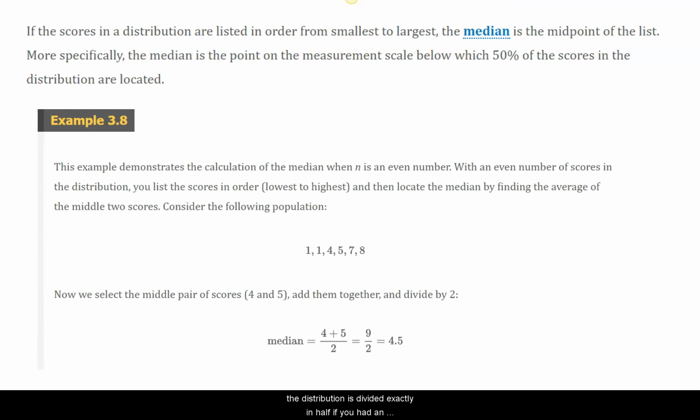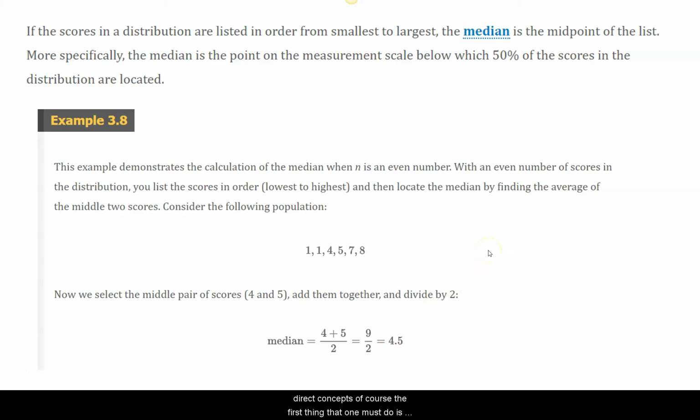If you had an array of 6 numbers, such as 1, 1, 4, 5, 7, 8, well, in that case, the median is merely the between point of the two middle numbers, which would be 4.5. 4 plus 5 divided by 2, or you could just say it's the middle of 4 and 5, which of course is just 4.5. So a fairly direct concept.